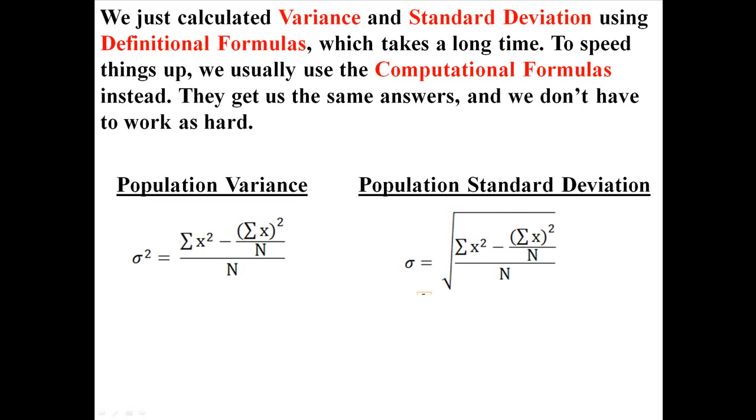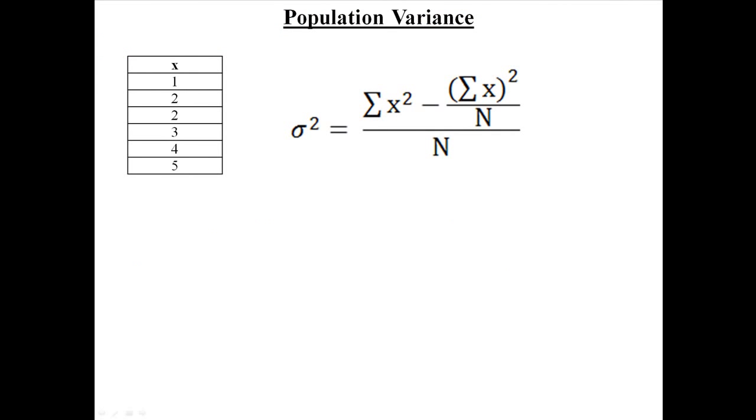Now we just calculated variance and standard deviation using the definitional formulas, which takes a long time. To speed things up, we usually use the computational formulas. They'll get us the same answer, and we won't have to work as hard. So these are the two formulas for the population variance and population standard deviation. So I'm just going to put that up here. So now I'm just going to replace the n's with 6's, because we know that we have 6 numbers.